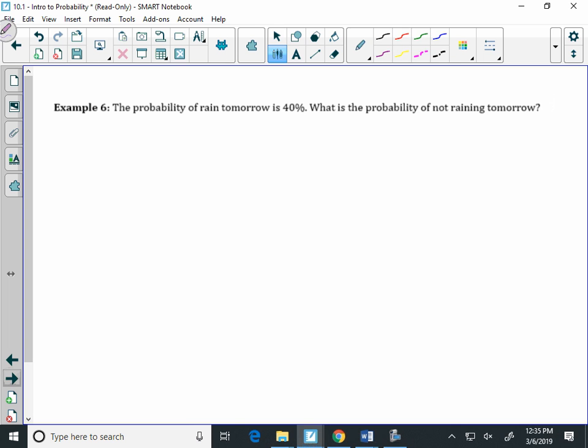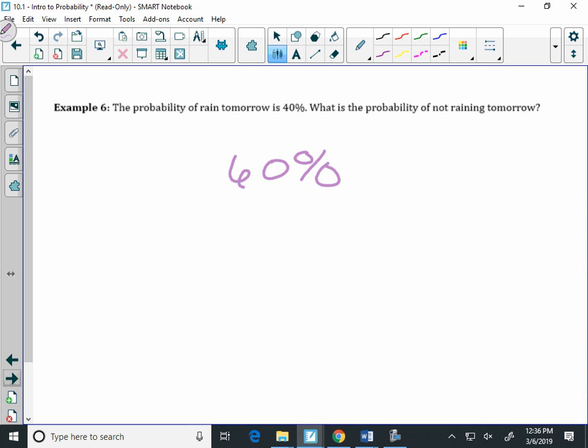So, if we look at example 6, it says the probability of rain tomorrow is 40%. What is the probability of it not raining tomorrow? 60%. If there's a 40% chance of it happening, that means there's a 60% chance of it not happening, meaning the complement. Okay, so the leftovers, that's how I like to think of it as well.